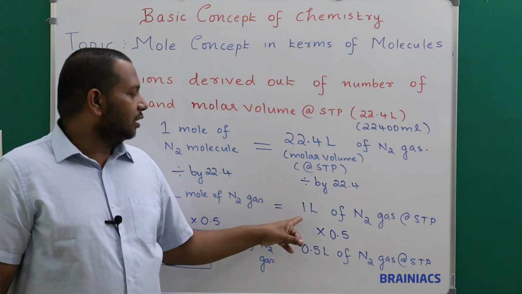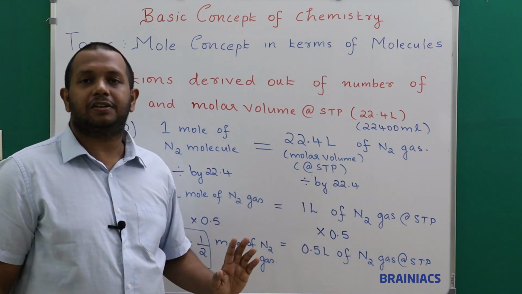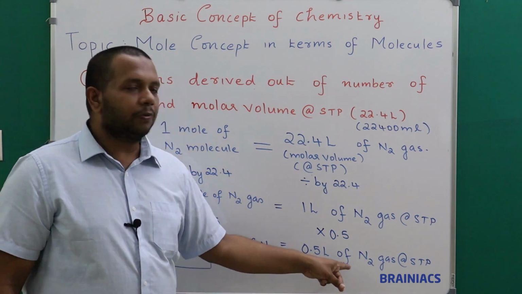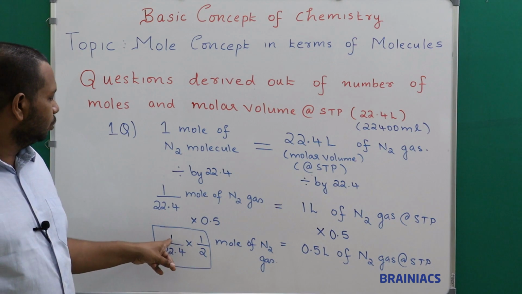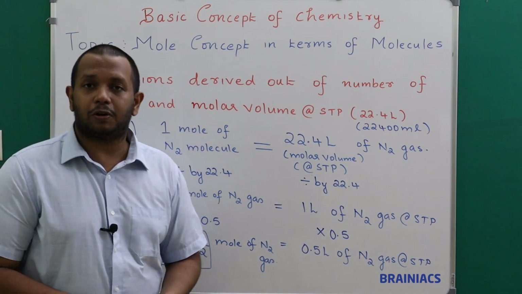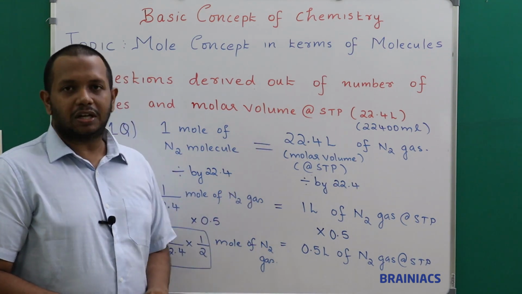But I want to find the number of moles not in 1 liter, I want to find in 0.5 liter. So I am multiplying with 0.5 on both sides. So this will become 0.5 liter of nitrogen gas at STP, and this will become 0.5 into 1 by 22.4, that is 1 by 22.4 into 1 by 2, that is 1 by 44.8 moles of nitrogen gas. So I hope you understood the concept.